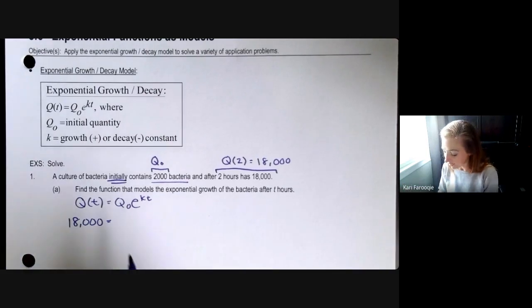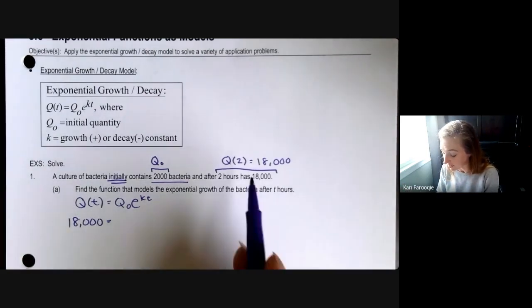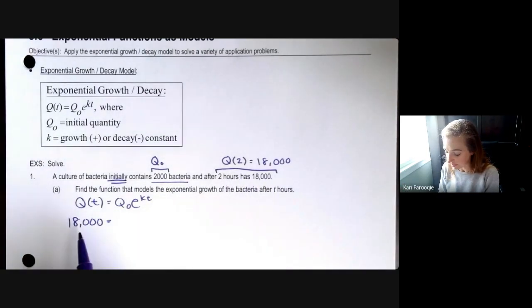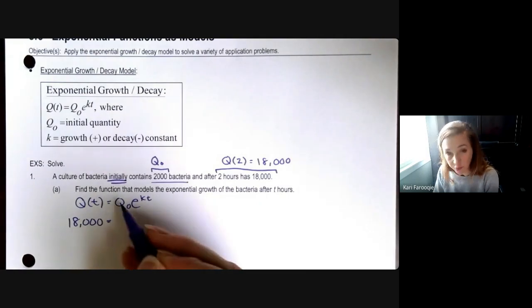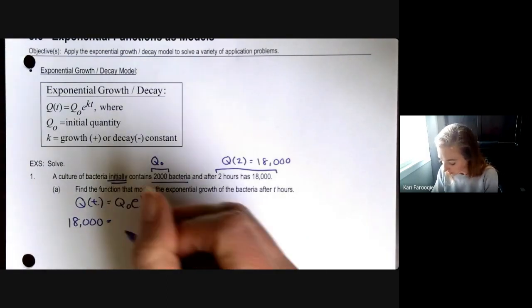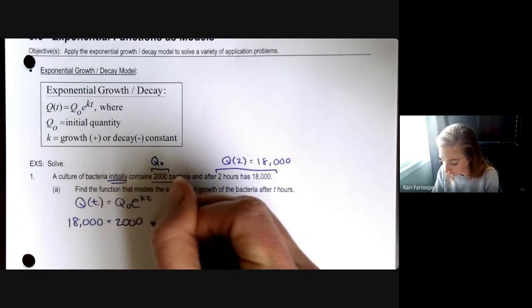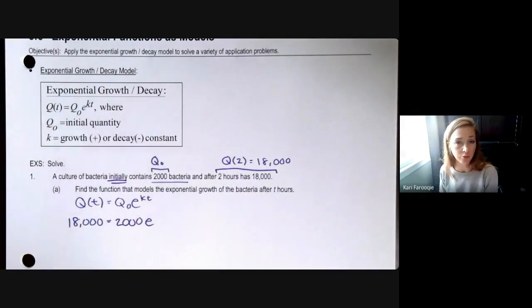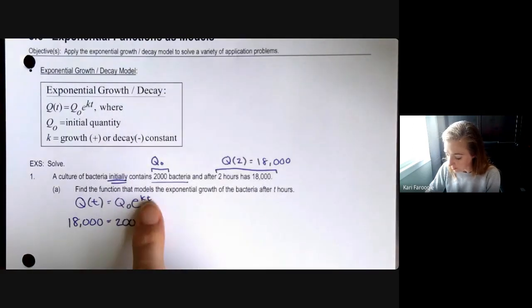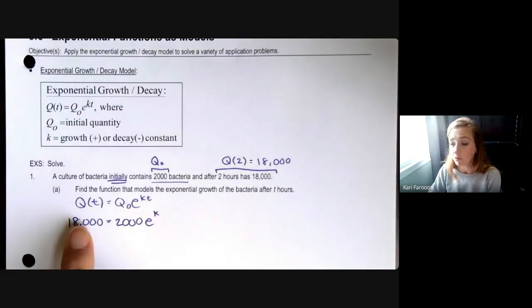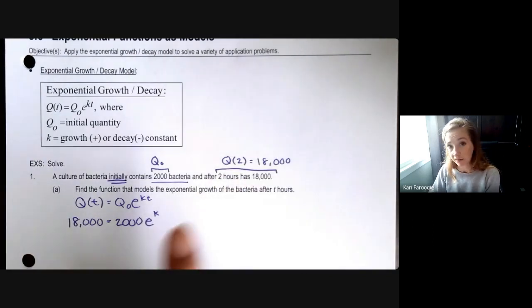All right, so I'm going to let T be 2, and then Q of T is 18,000. So the initial amount of the bacteria, Q sub naught, is what I'm going to fill in next to the right of the equal sign, and that's 2,000. And then I have e, which remember is just a constant value here for the base, and then to the K times T. And T in this case, we're going to let be 2 because I'm using Q of 2 to get to 18,000.